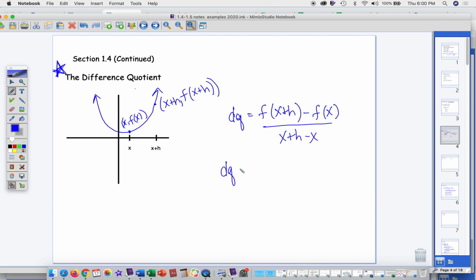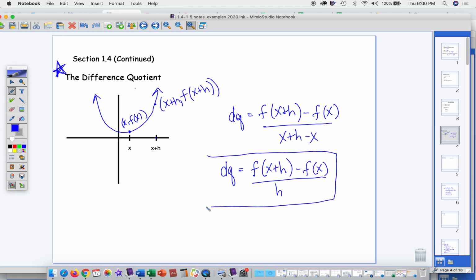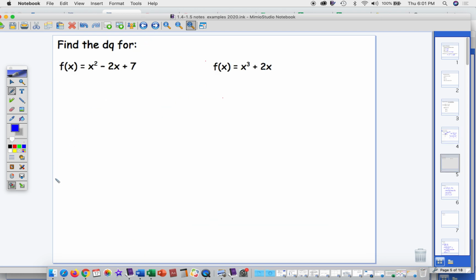So we can just do a little bit of simplifying there, and we get f of x plus h minus f of x over h. So again, this is a very important formula. This is what we use to calculate the difference quotient. And we can talk more about what that is in class. For now, it's just important that you know how to calculate it.